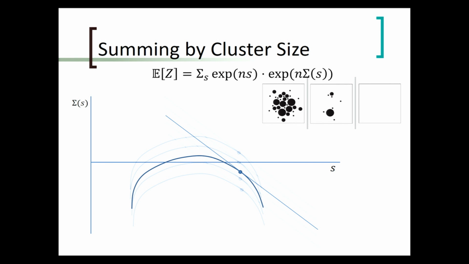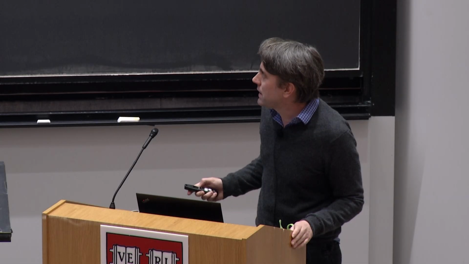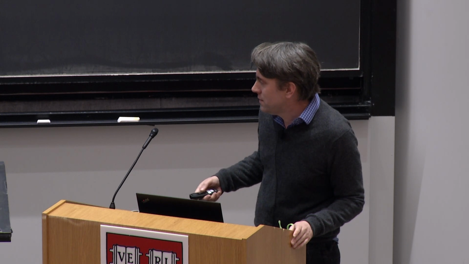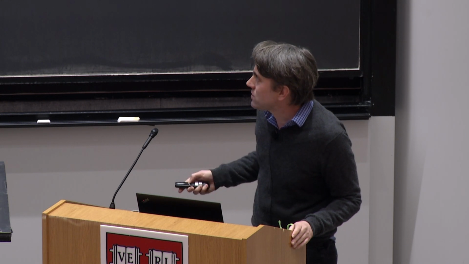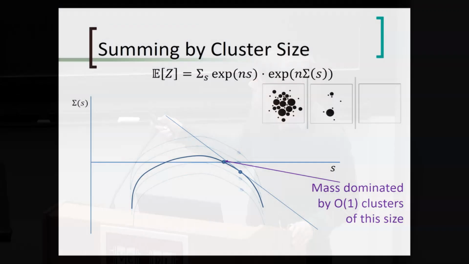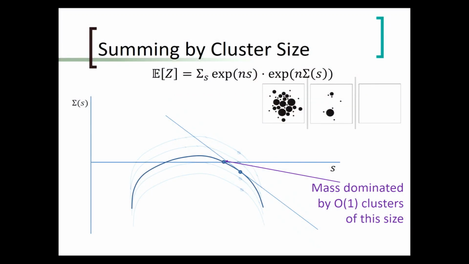Okay, so what should you predict for the typical value? Well, the simplest prediction you could make would be that we'll take the biggest size cluster that actually appears. That will be the point at which we reach the biggest root of sigma. And at that point, sigma equals 0. So the number of clusters that you expect to see of that size will just be e to the n times 0, or just order 1.